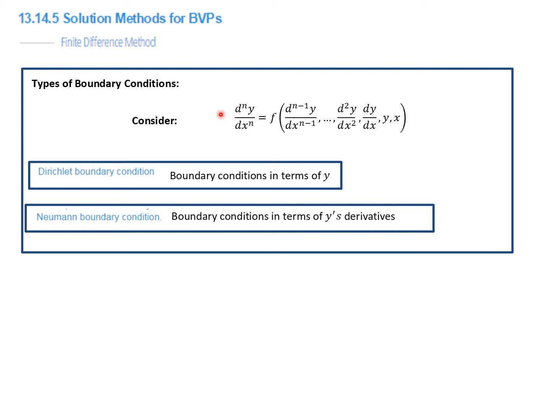maximum value. The boundary conditions are usually given in terms of y itself, and in this case the boundary conditions are called Dirichlet boundary conditions. Or the boundary conditions could also be given in terms of the derivatives of y. In this case, the boundary conditions are called Neumann boundary conditions.